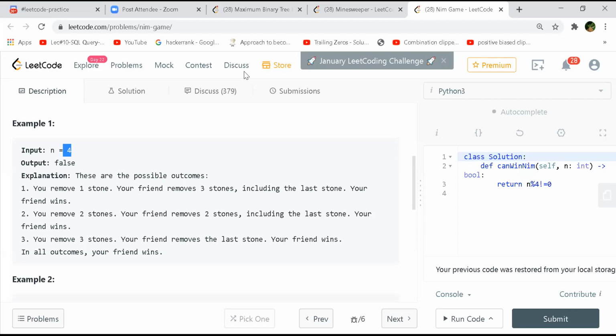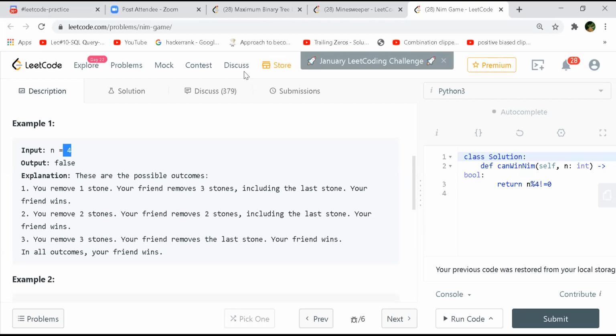If the number is divisible by 4, then whatever way you play, because that is what he's trying to say, if you take 1, 2, 3, your friend will always win. So even if you try the whole recursive tree, you will still see that you won't return true.